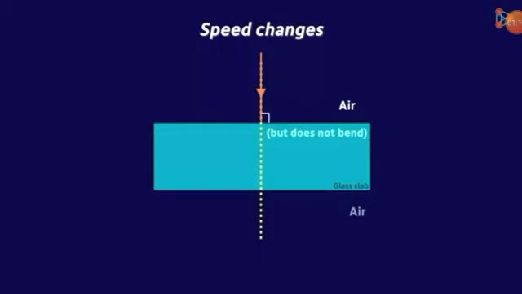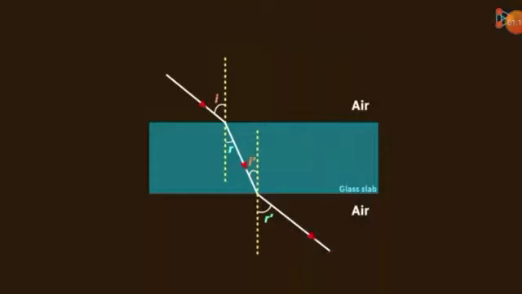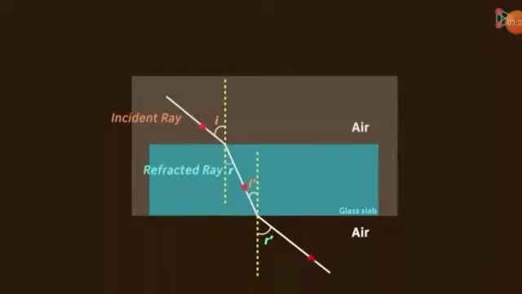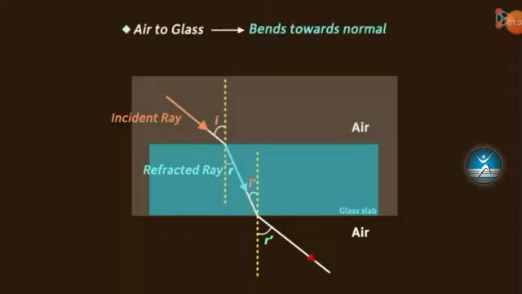But it does not bend, so there will be no change in the speed because it will travel straight. Only if it is incident at a certain angle, there will be a change in the speed. The incident ray and the refracted ray will make certain angles, and there will be a change in the angle. There will be a change in the speed.